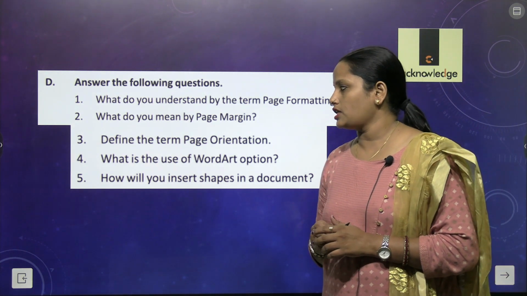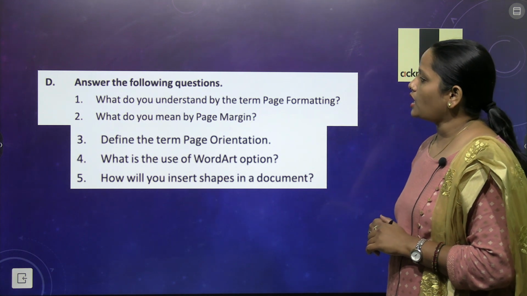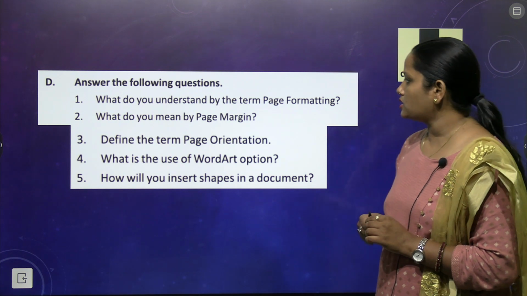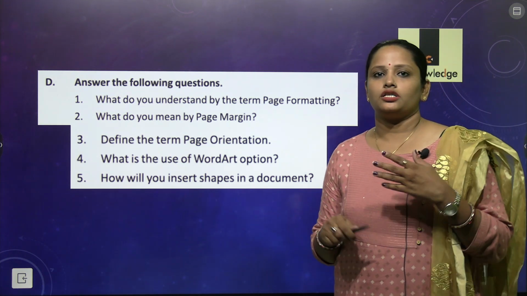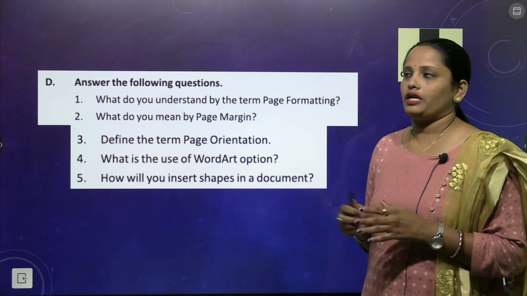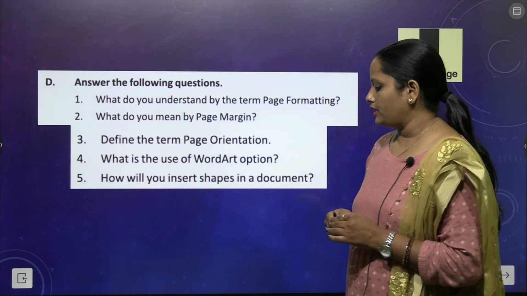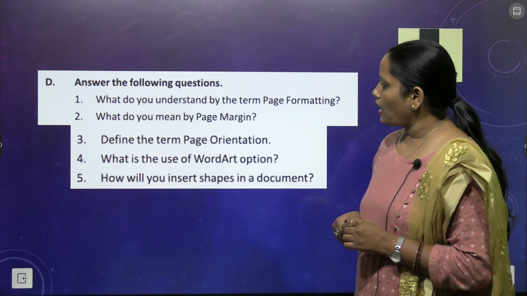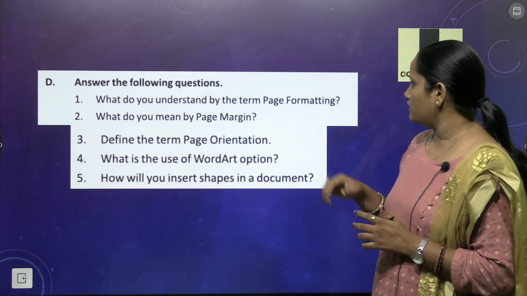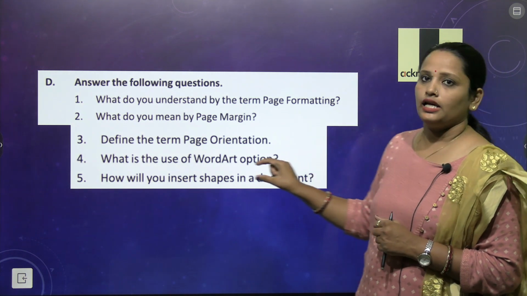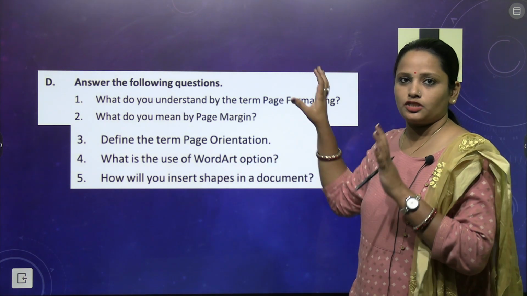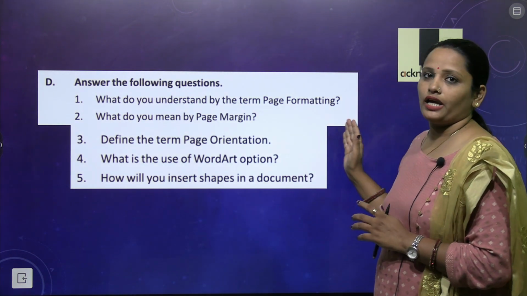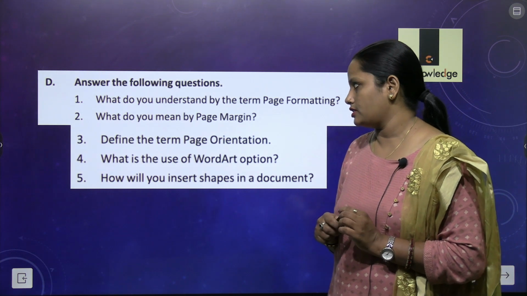Okay, the first question says, what do you understand by the term page formatting? So page formatting is making changes in the settings of the page. That is called page formatting. Okay. What do you mean by page margin? As we have learned, the white space left between the text and the end of the page is called page margin.